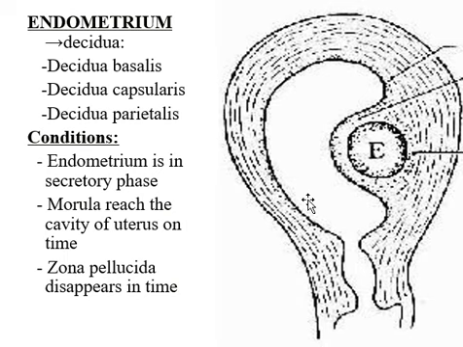So you must remember that the endometrium must be in the secretory phase. The morula must reach the cavity of the uterus on time. And the second very important thing is that the zona pellucida must be degenerated, and it occurs by day 4 after conception. If it is not degenerated, then there is a possibility that implantation may not occur.